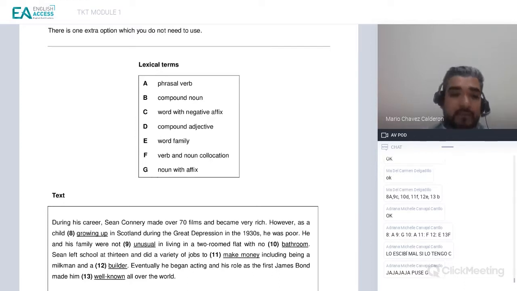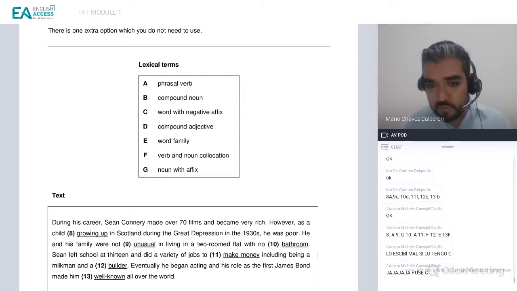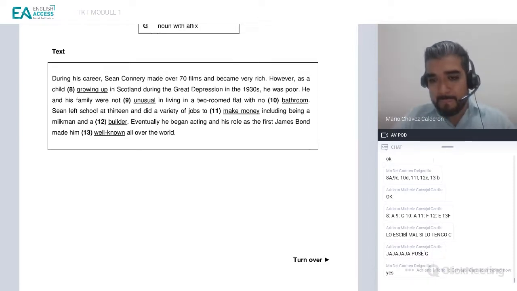Okay? I repeat. Number 8 is letter A. Number 9 is letter C. Number 10 is letter, what do we say? B. Number 11 is letter F. Number 12 is letter G. And number 13 is letter D. Okay? Okay, ladies? So far, so good? Clear?